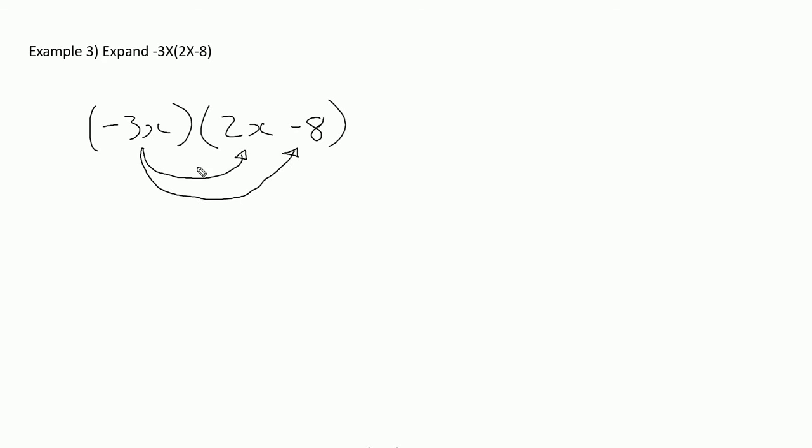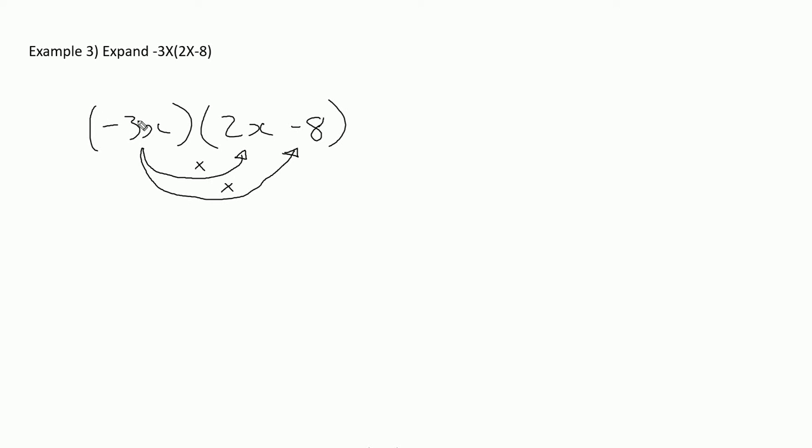Minus 3x, again, put it in its own bracket for clarity. 2x minus 8. Now, it's important to note this minus 3, because this minus sign has to come with you when you do each of your multiplications. So the general method is the same. Draw your multiplication arrows, but now you just have to be careful to include this minus sign.